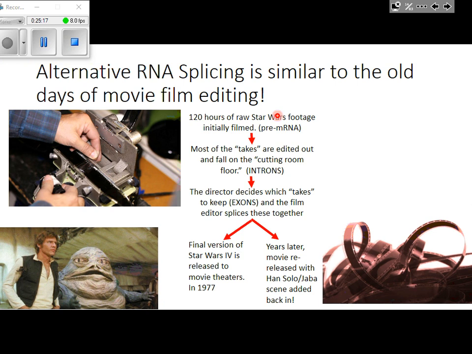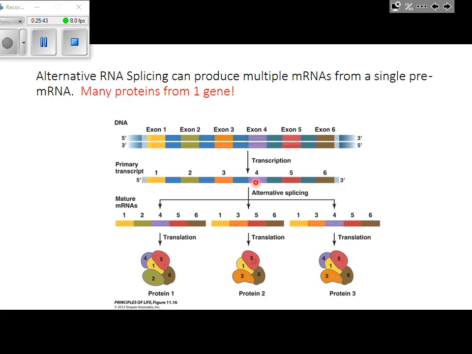So it's possible to take the same raw footage and edit it in two different ways to get two different final products. There are several differences actually in the most recent released version of A New Hope compared to what I saw in the theaters in 1977. There's several scenes that have been altered. So that's what alternative RNA splicing is.